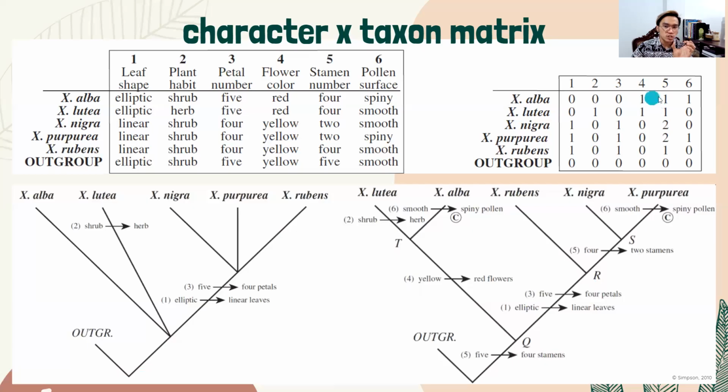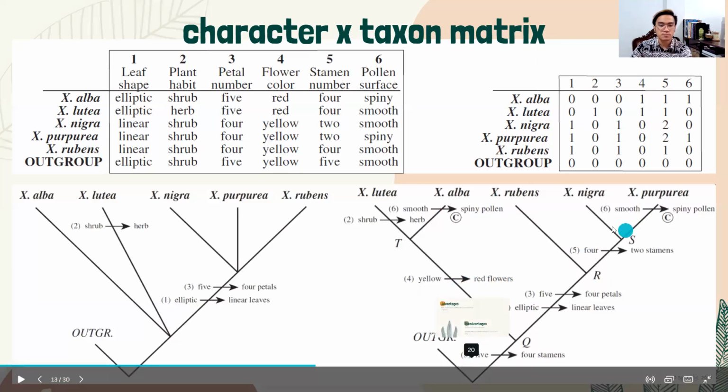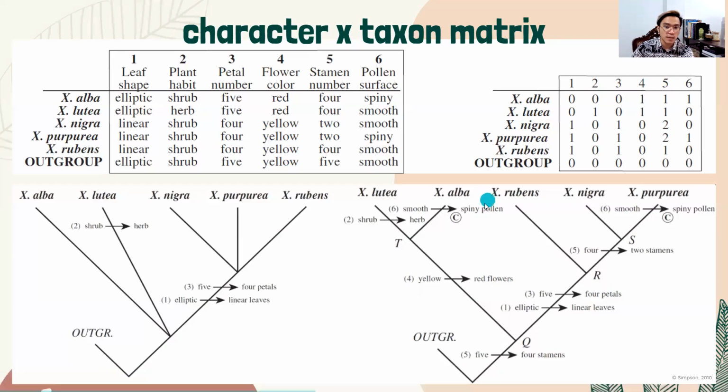Because in here, for character 4, Ex alba and Ex lutea share a common flower color, which is red. So in this case, we say that red flowers were transformed from yellow, which is the case for the rest of the in-group as well as the out-group. So it's only in Ex lutea and Ex alba that the color of the flower changed, in this case from yellow to red.